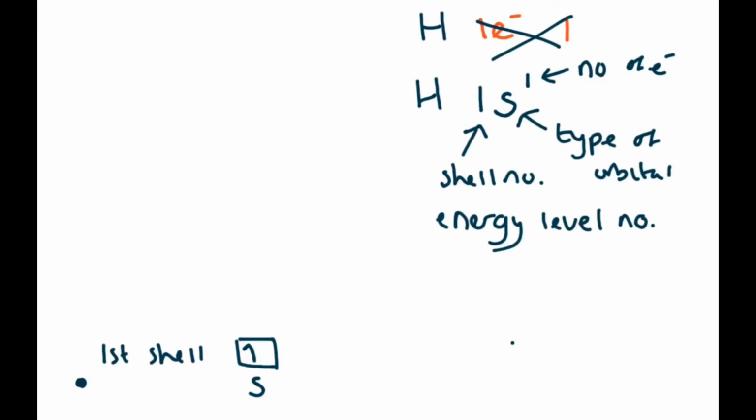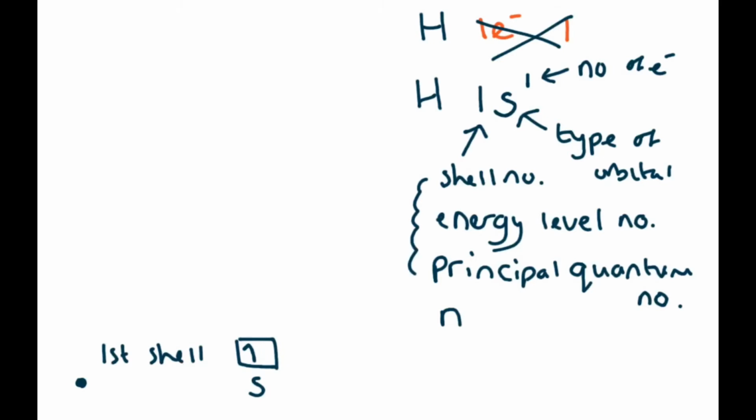Or you can use the term, which is the official term, principal quantum number. Students who study physics will have come across this as well. Principal quantum number has a symbol N. So these 3 terms all mean the same thing: shell number, energy level number, principal quantum number. Principal quantum number N equals 1 means it's the first shell. N equals 2 means it's the second shell. So please don't be confused by that.